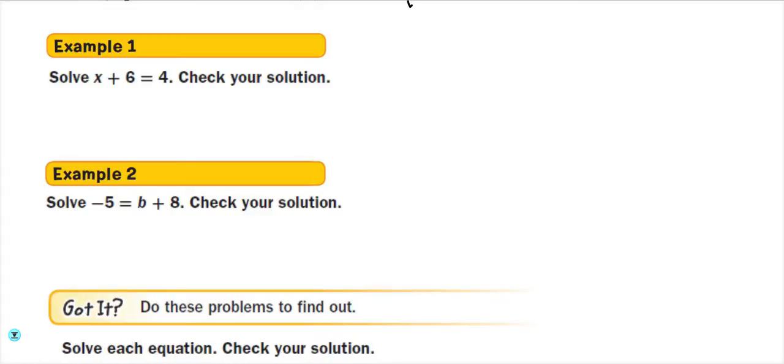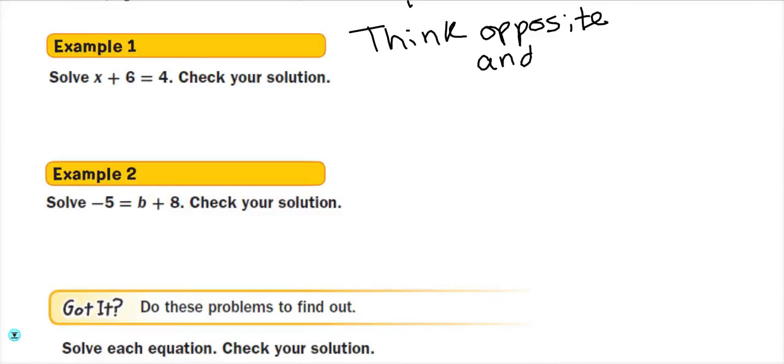Equations are like those little balance scales that you used to play with at elementary school. You'd put 5 marbles on one side, and then you'd see how many dice it takes to level it out. It's the same thing. Whatever you do on one side, you need to do on the other. We need to keep it level. What you're going to do is think opposite and work backwards.